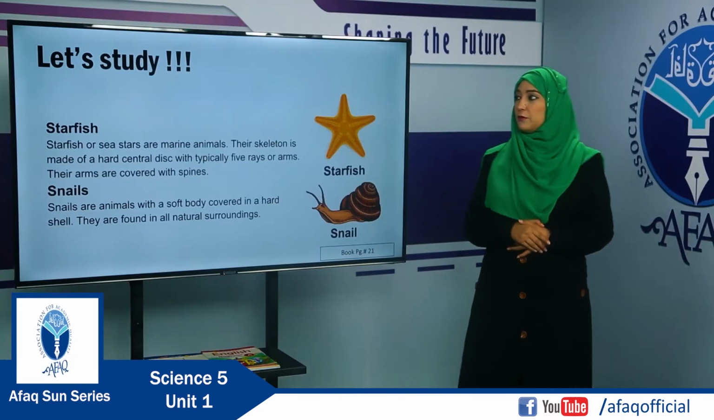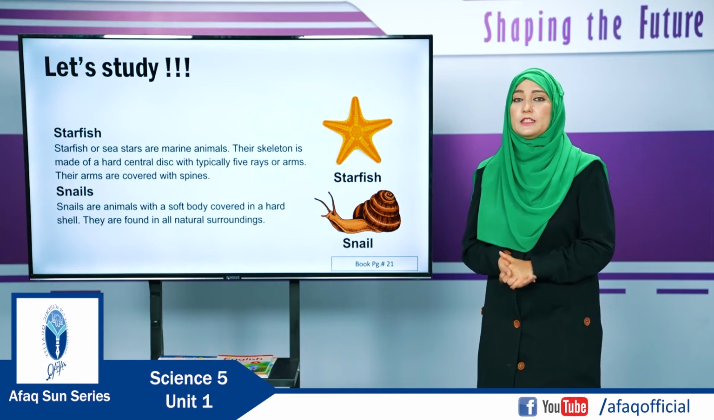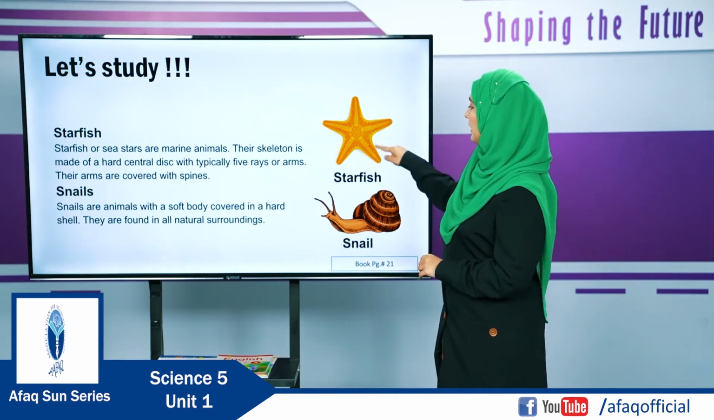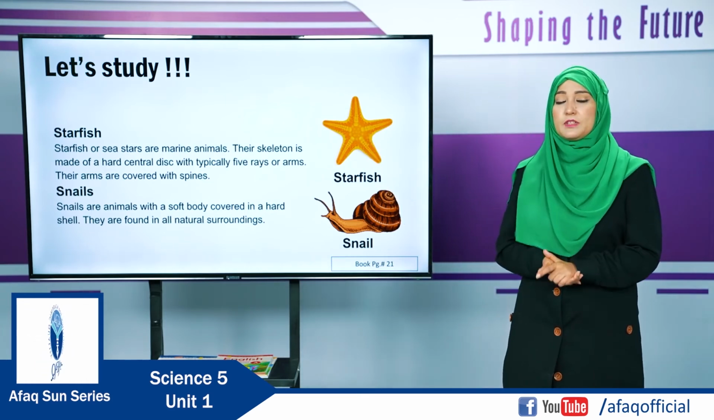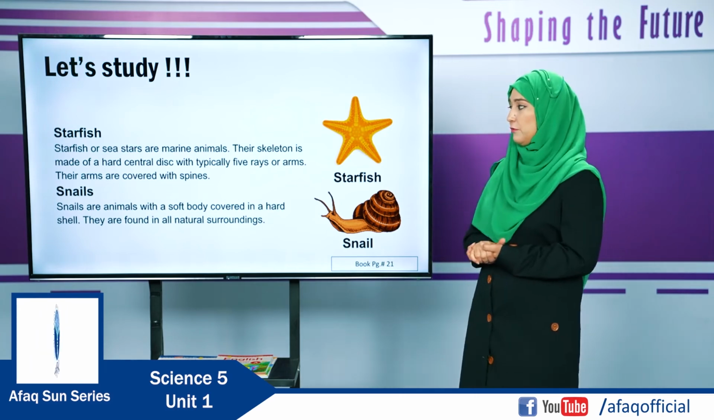The next group of invertebrates is starfish. Starfish are also called sea stars. They are marine animals. A starfish have 5 arms and a central disc. Their arms are covered with spines. The next group of invertebrates is snail. Snails have soft bodies.